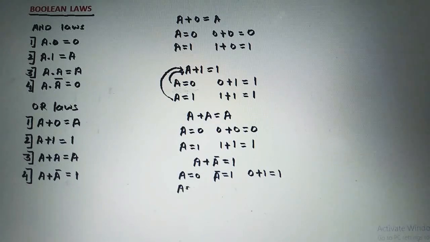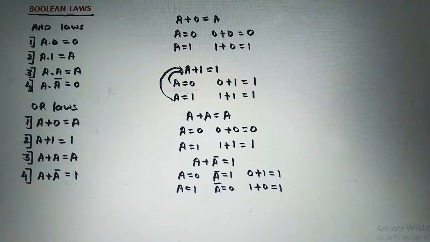Next we will take a is equal to 1. Then a bar is equal to 0. So 1 plus 0 is equal to 1. So a plus a bar is equal to 1. So ORing an input with its complement, that input is a here, always results in high output. That high output is 1 here. So these are the OR laws in Boolean laws.